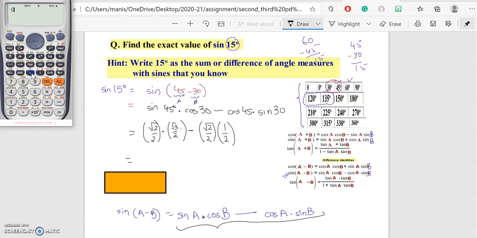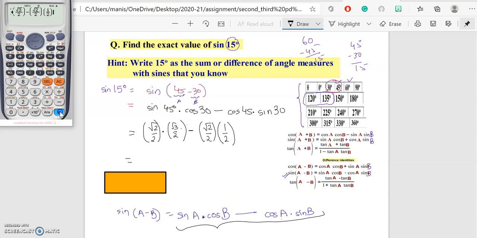So let's use this fraction button over here. This is my radical 2, so radical 2 over 2. Close parenthesis. Again, open another parenthesis. This is radical 3 over 2, so this is your radical 3 divided by 2. You can close parenthesis over here. Minus sign. Keep in mind, this is your minus sign. Again, you open one parenthesis. This says radical 2 over 2. You can close parenthesis over here. Again, one more parenthesis. This is your 1 and that's your 2 in the denominator.